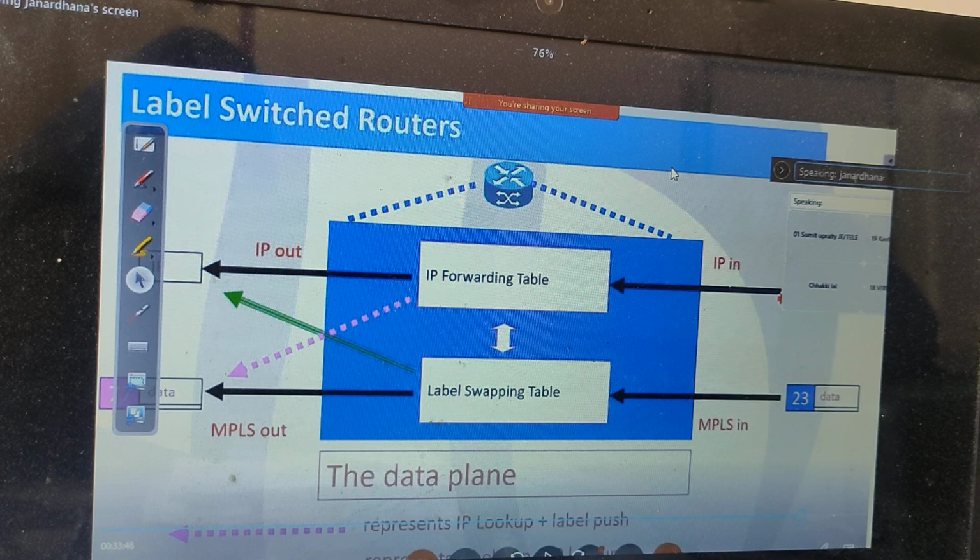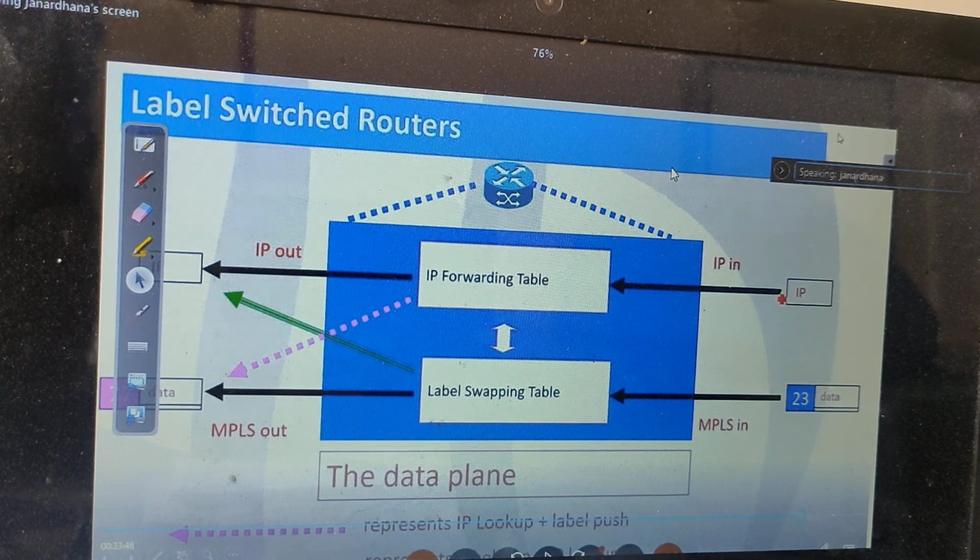If you see this picture, whatever we have discussed up to now is incorporated in one picture only. If a normal IP packet has come, the normal IP packet comes here, and you have not enabled anything, so it simply goes as a normal IP packet. So it is a normal IP in, IP out. This is just the normal router. So the IP packet has come.